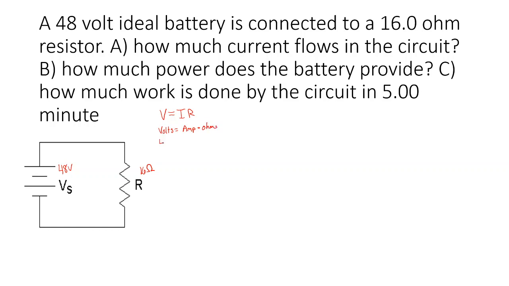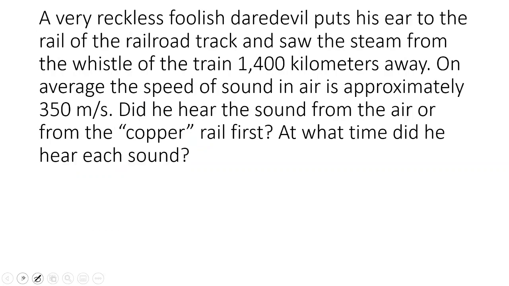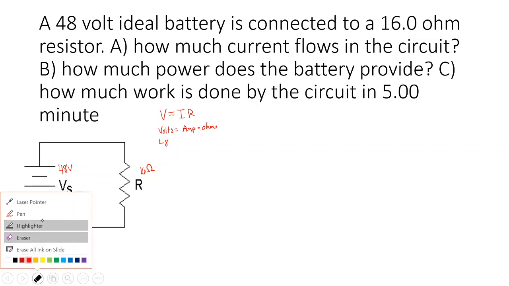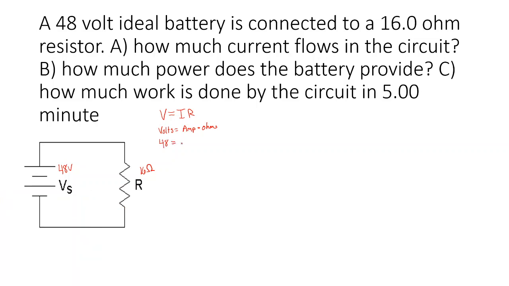So we got 48 volts. Excuse me, let me fix that. 48 volts equals, we don't know how many amps, times 16 ohms. So we do 48 divided by 16, and we'll get our amps equals 3 amps. All right, now the rest of the part of the problem says how much power does the battery provide? How much power does the battery provide?